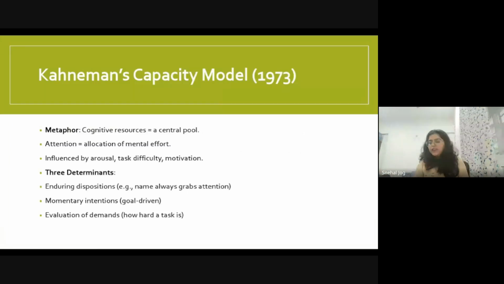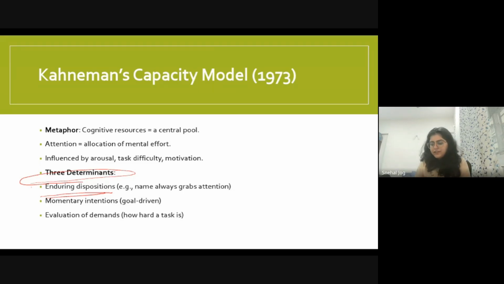Okay, sorry. So the metaphor which Kahneman's capacity model is given is that of cognitive resources being in a central pool. Okay, that is, your attention is basically an allocation of all your mental effort. So it is going to be influenced by arousal, it is going to be influenced by task difficulty and motivation. Okay, so basically three determinants. First, enduring dispositions, as in something like your name is always going to grab your attention, right? So that is something which is enduring, which is long lasting, and that is something which we are predisposed to.